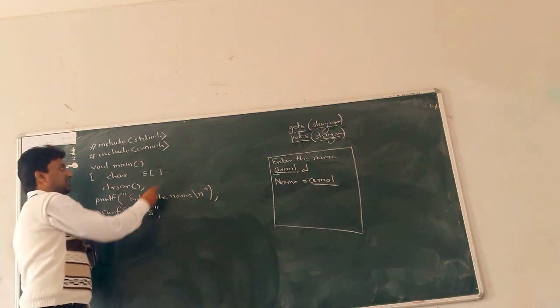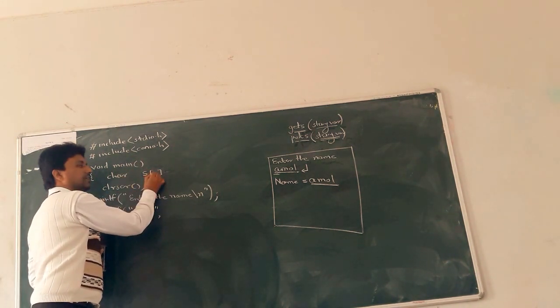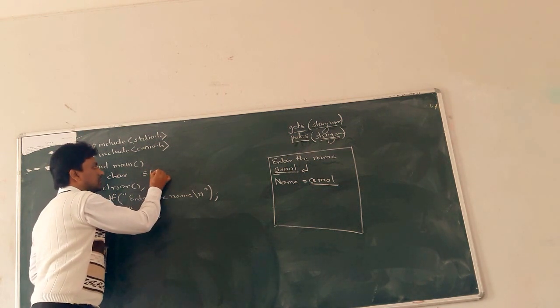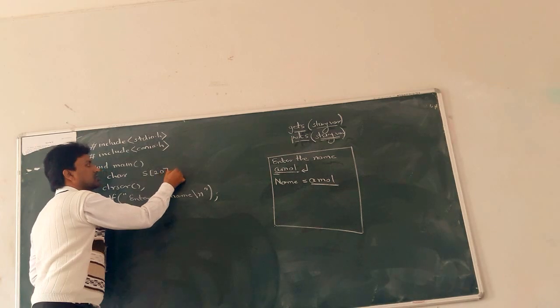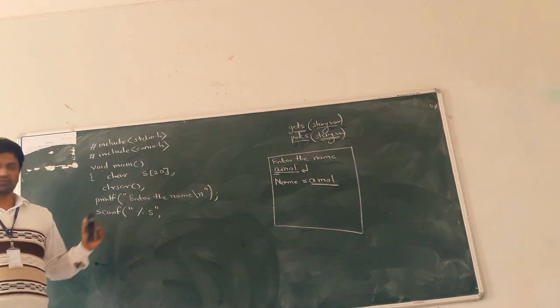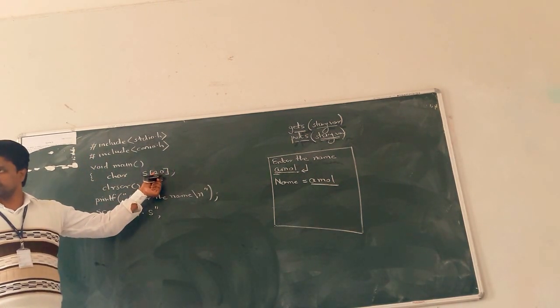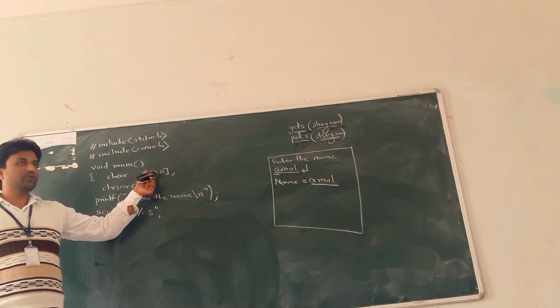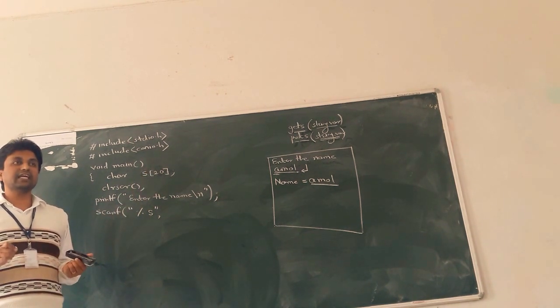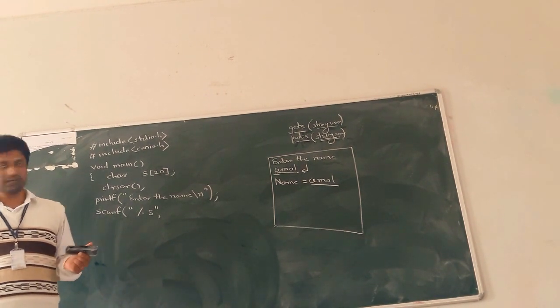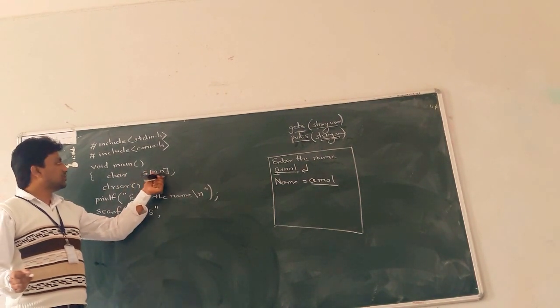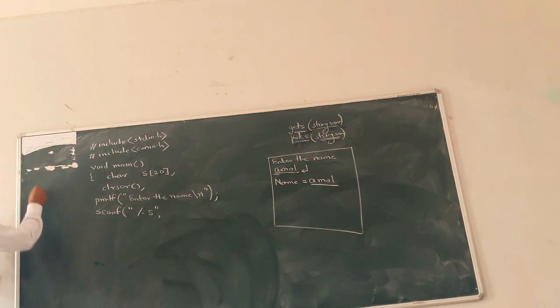But for scanning the string, what we want? A character array. Suppose the length of the array, how many characters do you want to store? Suppose maximum 20. So declare that size here. So in the variable s, how many characters can we scan at a time? 20 characters maximum, not more than that. Clear?